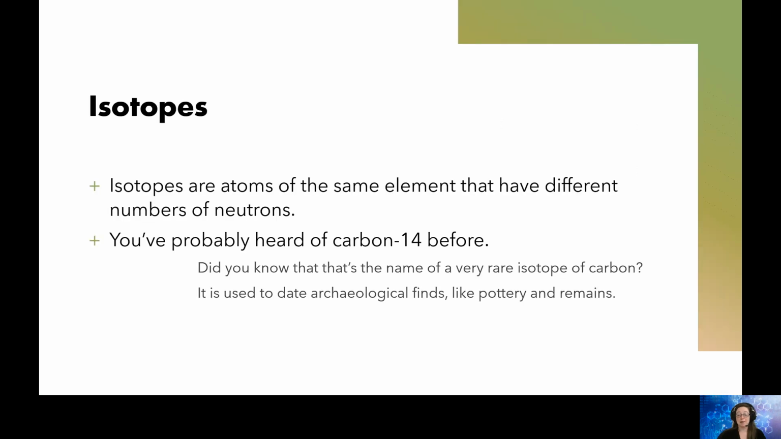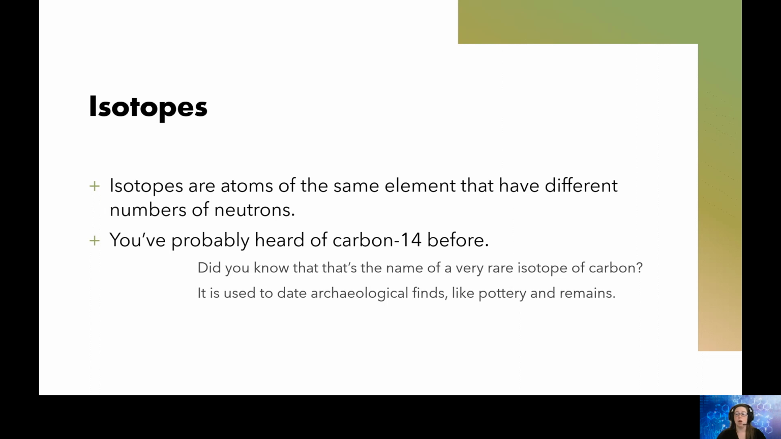Okay, so isotopes might be a new word for you, but isotopes are just atoms of the same element that have a different number of neutrons. So protons and electrons are the same, just the neutrons are different. You might have heard of carbon-14 before. That's the name of a really rare isotope of carbon that gets deposited over a specific amount of time.